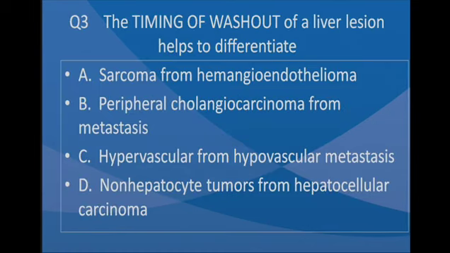So the next question relates to the timing of washout. The timing of washout of a liver lesion helps to differentiate a sarcoma from hemangioendothelioma, a peripheral cholangiocarcinoma from a metastasis, a hypervascular from a hypovascular metastasis, or a non-hepatocyte tumor from hepatocellular carcinoma. So what does the timing of washout actually help us with?